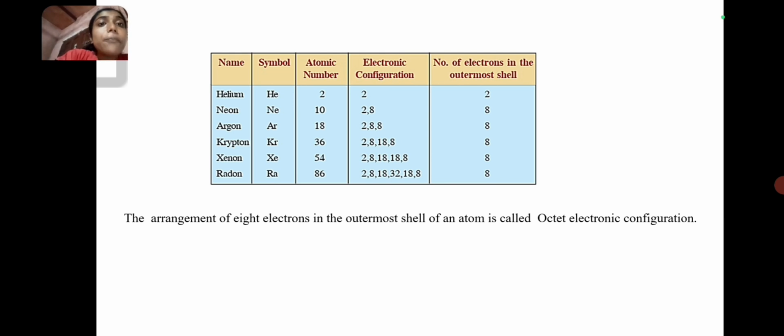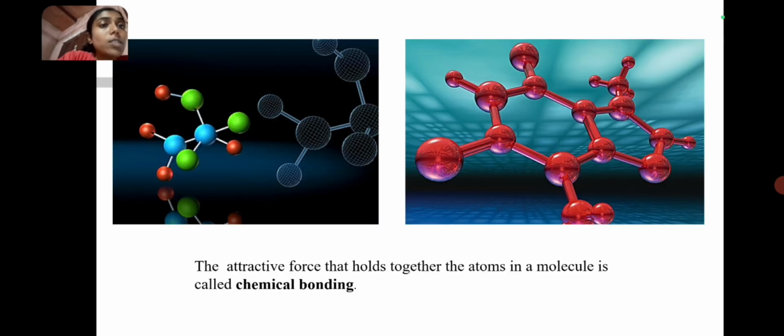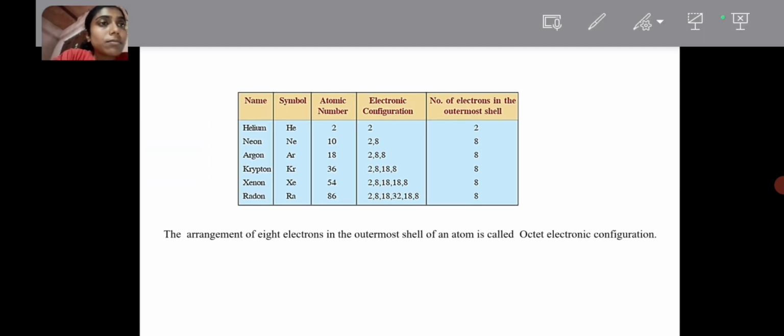If we consider all the noble gases, helium has only 2 electrons in the outermost shell. Neon has 8 electrons, argon 8, krypton 8, xenon 8, and radon 8. All these atoms contain 8 electrons in the outermost shell except helium. As helium has atomic number 2, it can only have 2 electrons and it is stable.